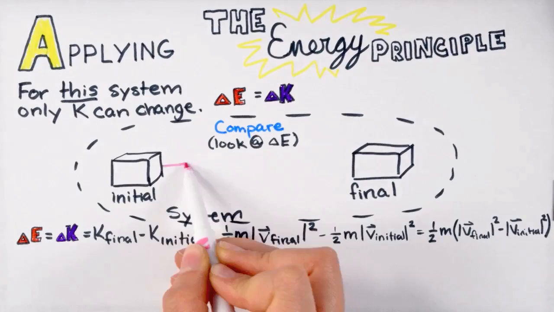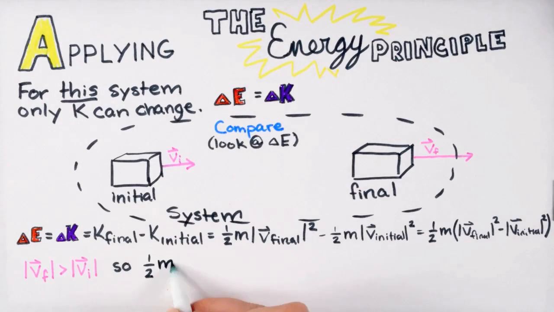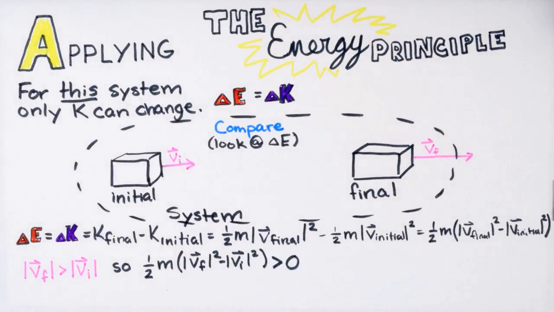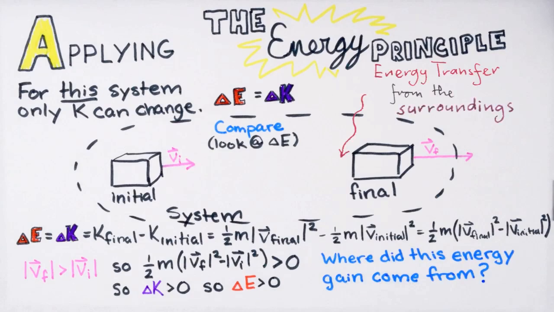What if the system's final speed is greater than the system's initial speed? Well, in that case, if the mass is unchanged, we know that the quantity 1/2 m v final squared minus 1/2 m v initial squared is positive, meaning delta K is positive, which means here the change in the system energy, delta E, is positive. The system gains energy. How can it do that? By the energy principle, this can only happen if there was energy transfer from the surroundings to the system.